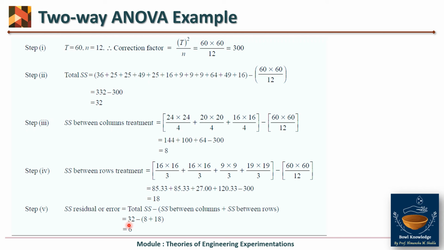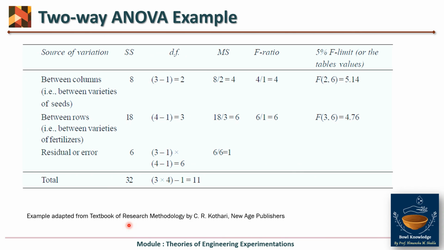अब क्या बचा? जब 5 स्टेप हो गए, डिग्री ऑफ फ्रीडम बचा. डिग्री ऑफ फ्रीडम काफ़ी सिंपल है. कॉलम की बात करेंगे तो कॉलम -1, तो कॉलम थे 3, तो डिग्री ऑफ फ्रीडम इज 2. रो की बात करेंगे तो रो थे 4, तो डिग्री ऑफ फ्रीडम इज रो -1, 3, एंड रेसिड्यूअल इज C-1 into R-1. So 2 into 3, that is 6.